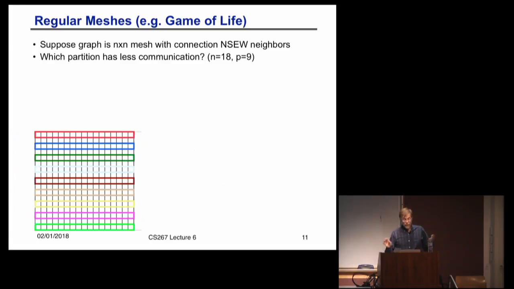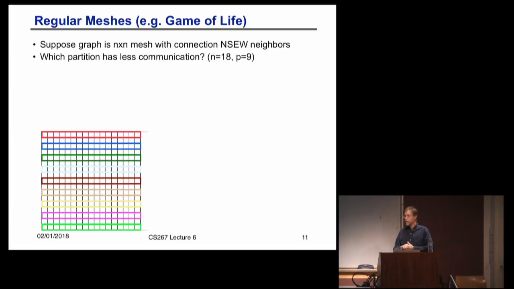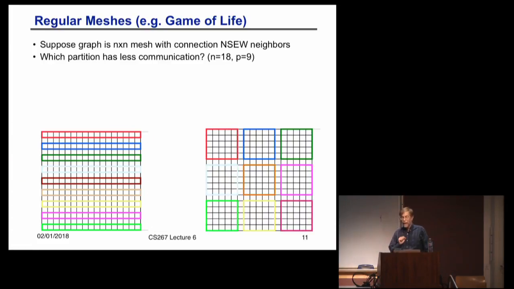Well, one simple way to do it is just give every processor 2 adjacent rows. So the red processor gets the first 2, the blue processor gets the next 2. That's a very simple way, simpler than the one I had before. Here's the other way I was describing in the last slide, where I divided up into subsquares. So the question is, how do I quantitatively compare those two and say which one is better than the other?